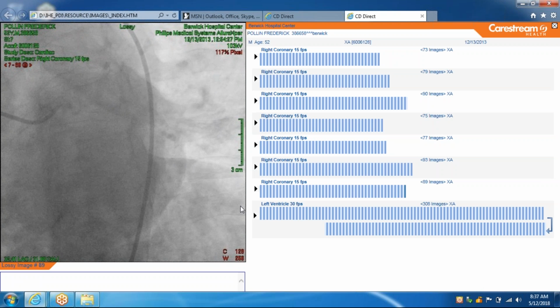All right, and then of course again my protocol is the right coronary arteries, 2 views if it's normal, more views if it's abnormal. Then I move to the left side, then I'll do minimum of 4 views if it's normal. If it's abnormal, then more than 4 views.